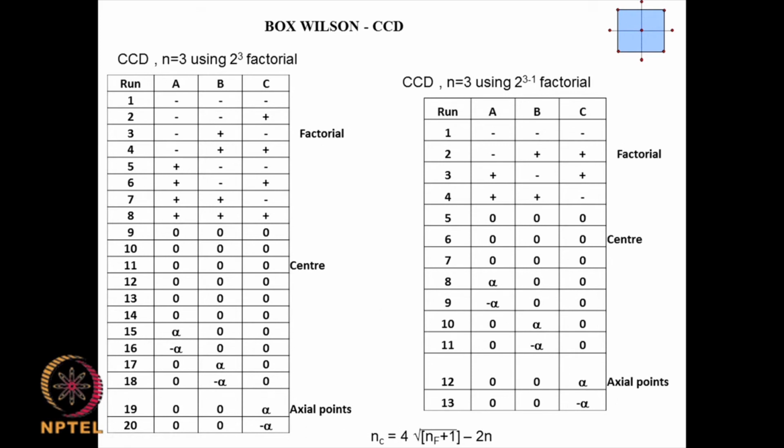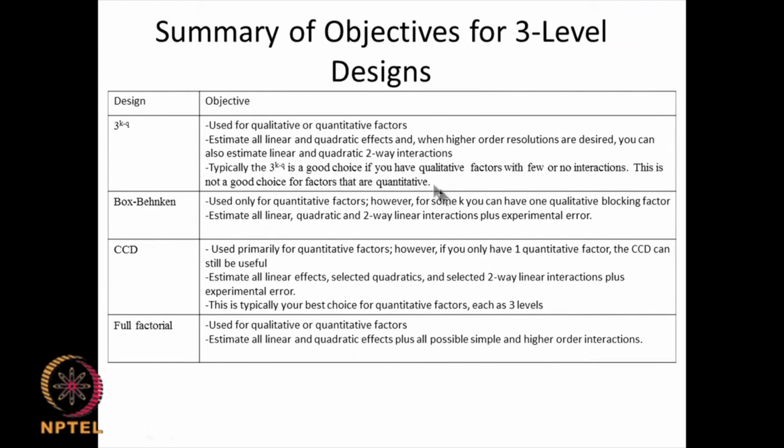So, we have looked at different types of 3 level designs, which are also called non-linear designs. We have the 3 power k minus q, exactly like your 2 power n minus q type of design. It can be used for qualitative or quantitative factors, and for linear and quadratic effects. You can also estimate linear and quadratic interactions, that means I can put a square or an A into B type of terms in my regression.